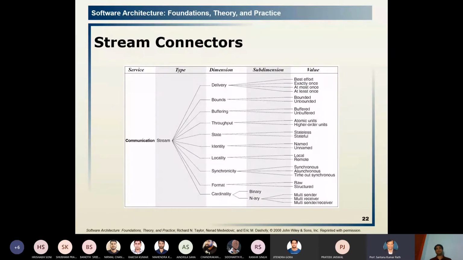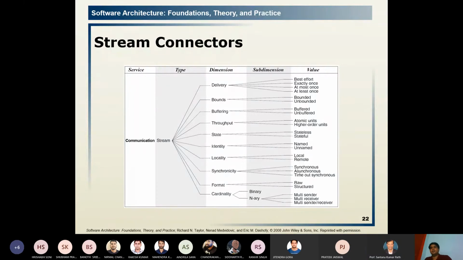Then the stream connector. This is the fifth one. Stream connector will work as a communicator. It has large dimensions. You can see delivery, bounds, buffering, throughput, state, identity, synchronicity, locality, format, and cardinality. First delivery: best effort delivery, exactly once delivery, at least once, or at most once delivery. The value will be defined. Then the bounds, bounded or unbounded. Then buffering, buffered or unbuffered, the value will be defined by the connector. Then throughput, atomic units or higher order units.